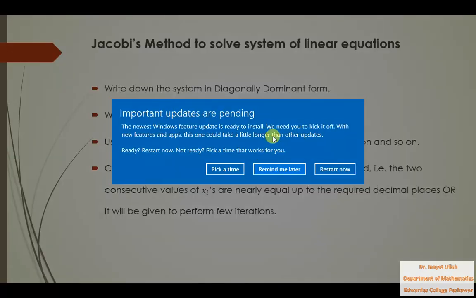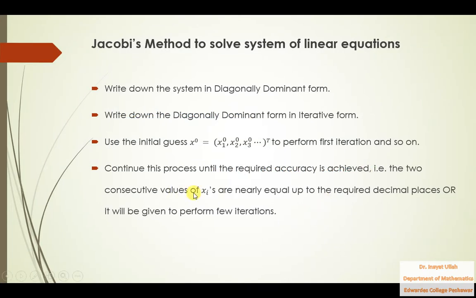What is the required accuracy? Required accuracy is that the two consecutive values of xi's are nearly equal to each other, up to the desired decimal places, or it will be given to us to perform a few iterations. For example, it will be given to us to perform 4 iterations, 5 iterations, 6 iterations, and so on. So this is Jacobi's method. So let us solve an example by Jacobi's method.